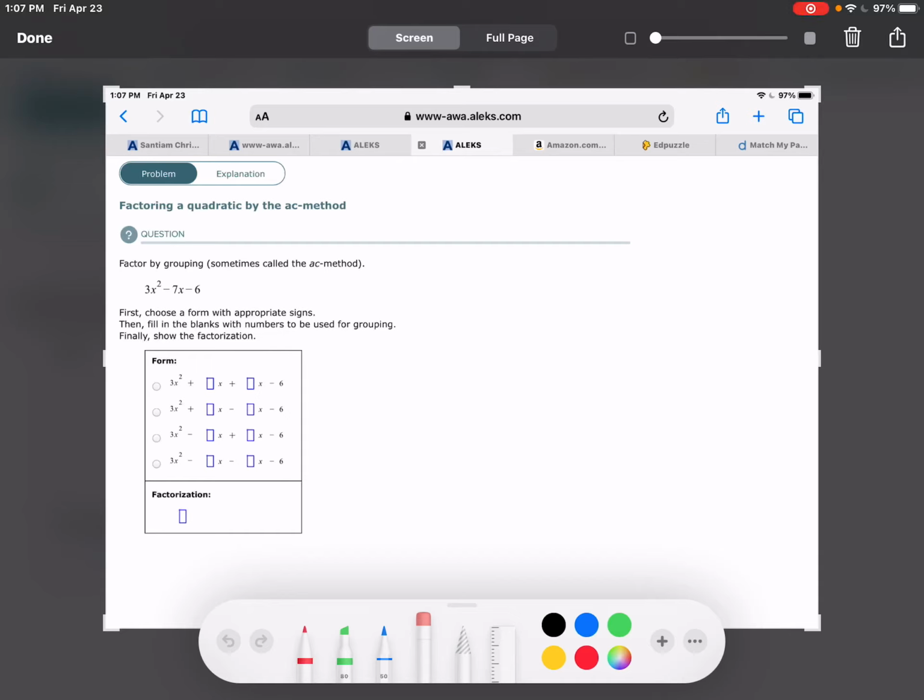Okay, in this problem we're going to factor using the AC method, and then we are going to figure out how to enter the answer the way the problem wants it recorded. So let's see what we have going here. We have 3x squared minus 7x minus 6.